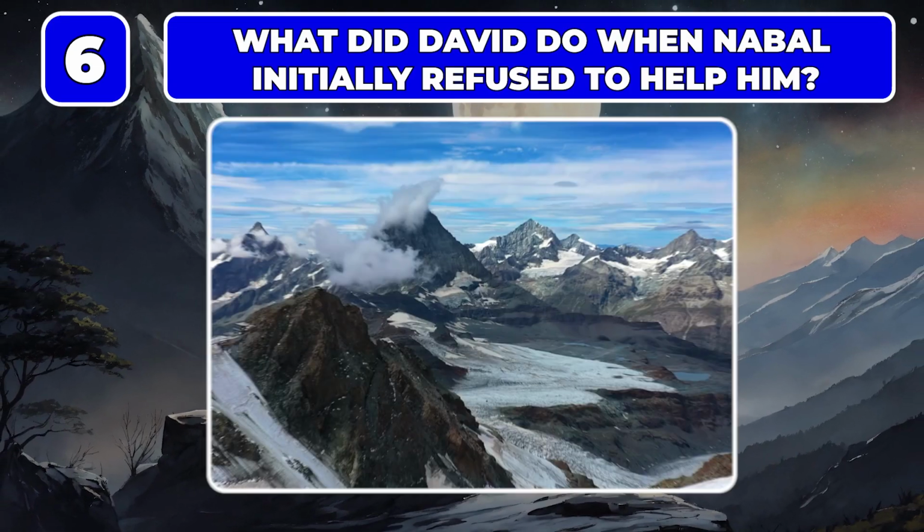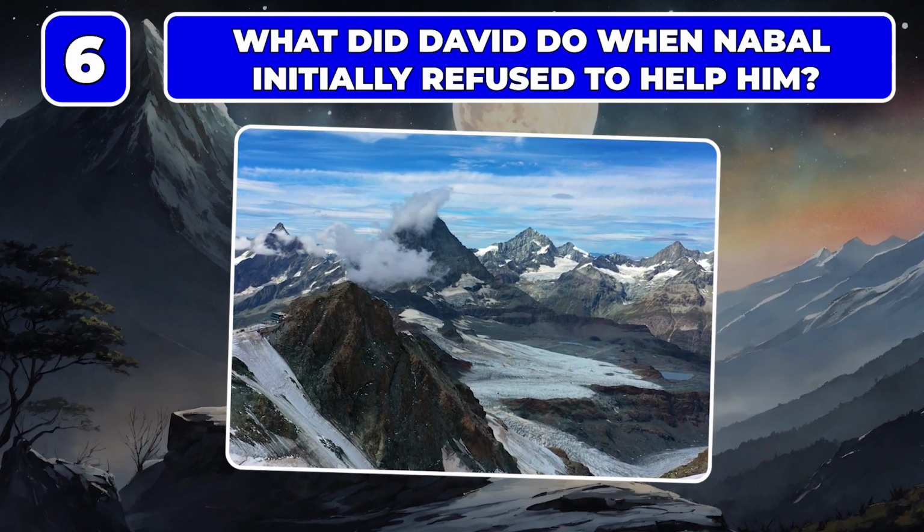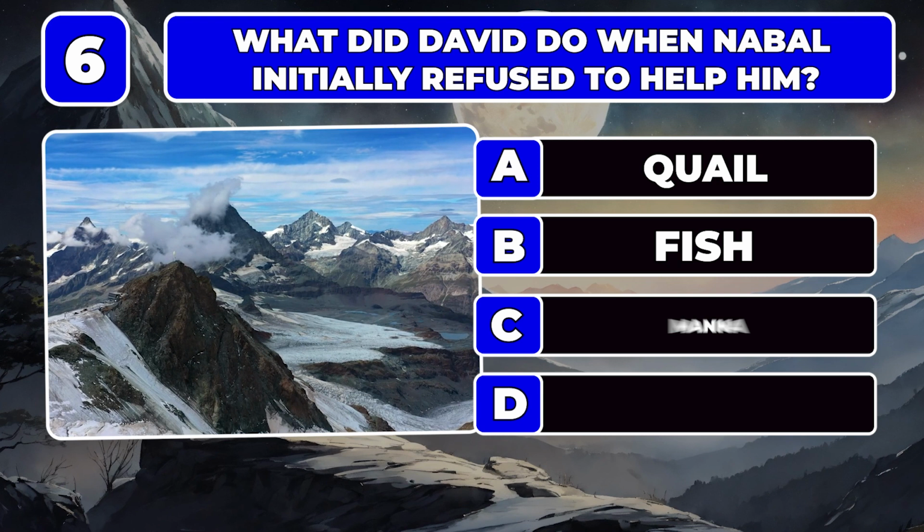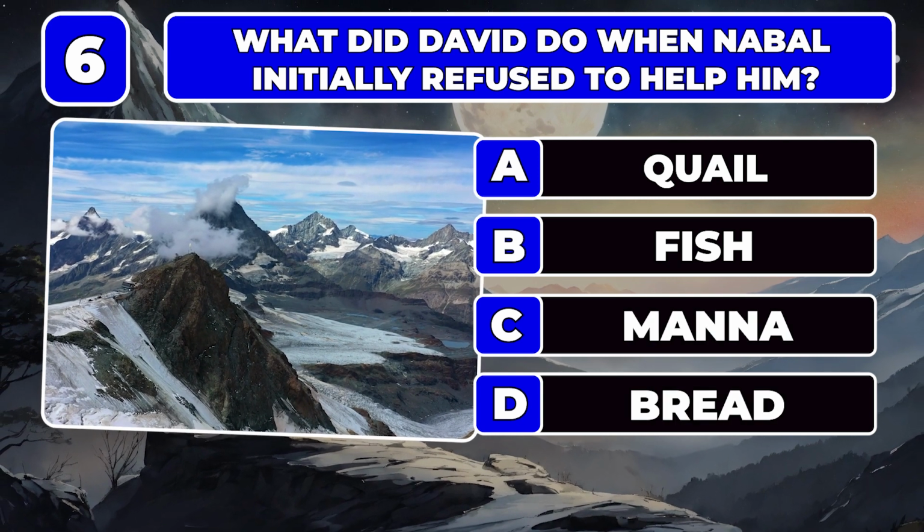Question number 6. What did God send to feed the Israelites in the wilderness? Quail, fish, manna, bread.